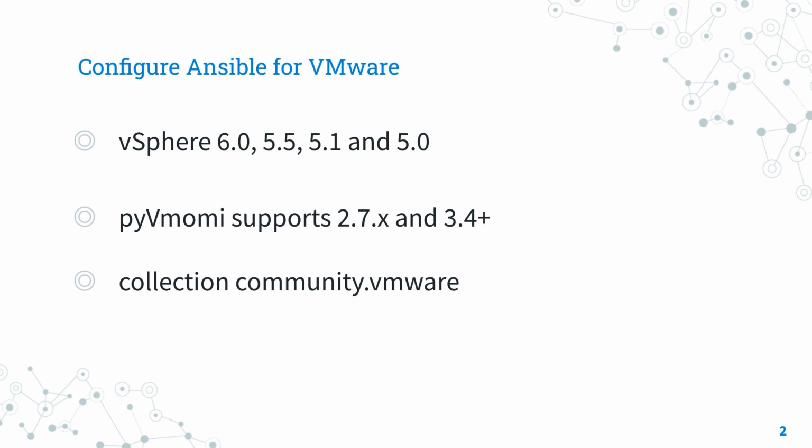The collection community.vmware module and plugin is an Ansible code that manages various operations related to virtual machines in the given ESXi or vCenter server. As the name suggests, this resource is provided with only community support, so it is not directly maintained by the Ansible engineering team, but is stable enough.